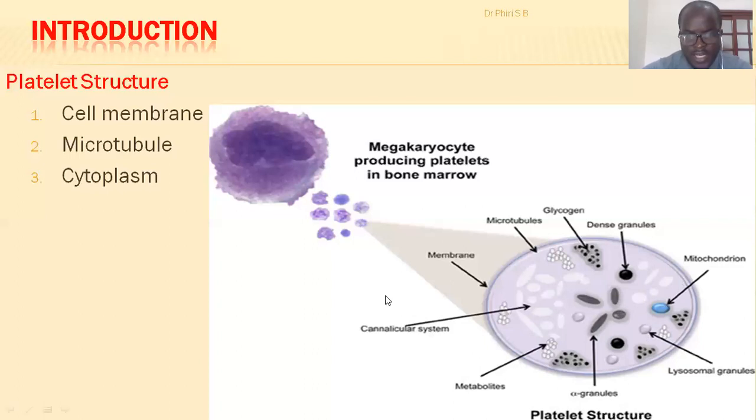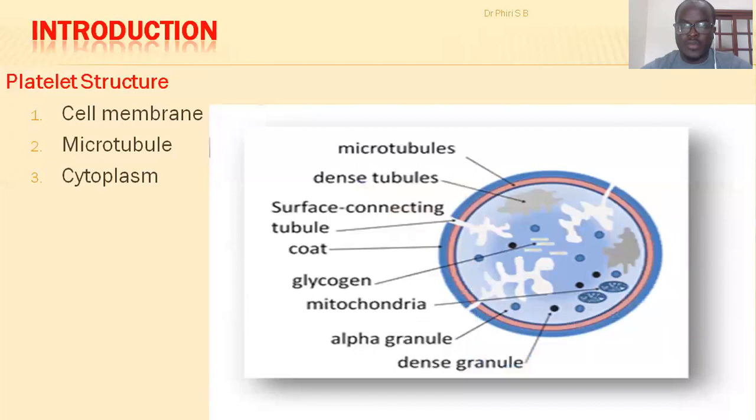Then you also have the canalicular system. When the platelets are activated, they will change shape, because you also have the contractile system within the platelets, like actin, myosin, and other proteins that are involved in contraction of the platelets, and also the changing of the shape of the platelets. So this is just the general structure of platelets.